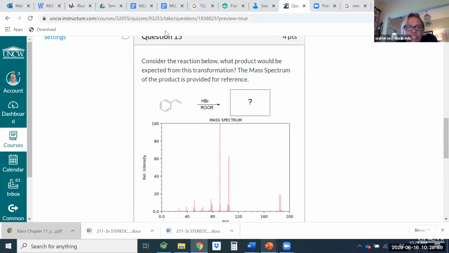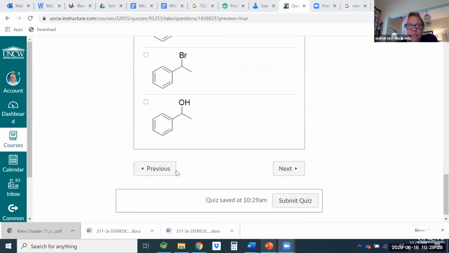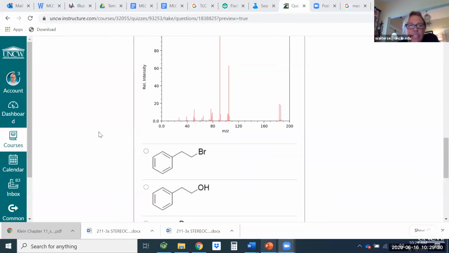Okay, so this question, these set of conditions, this is hydrohalogenation with anti-Markovnikov addition. So your bromine is going to end up out here on the outside of this methylene group. The bromine's supported by the mass spec. This one right here. Oh wait, sorry. I keep forgetting that you can't see my mouse, this one.